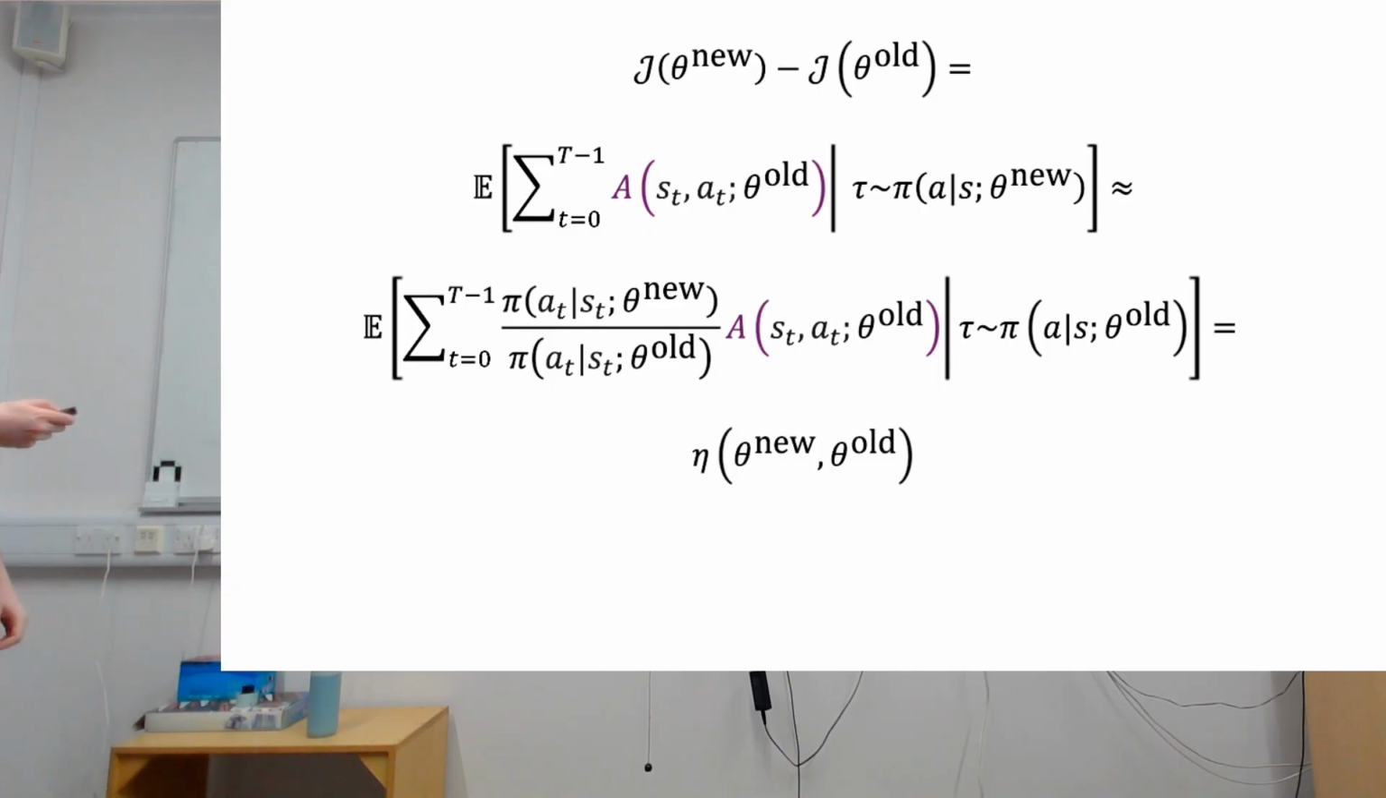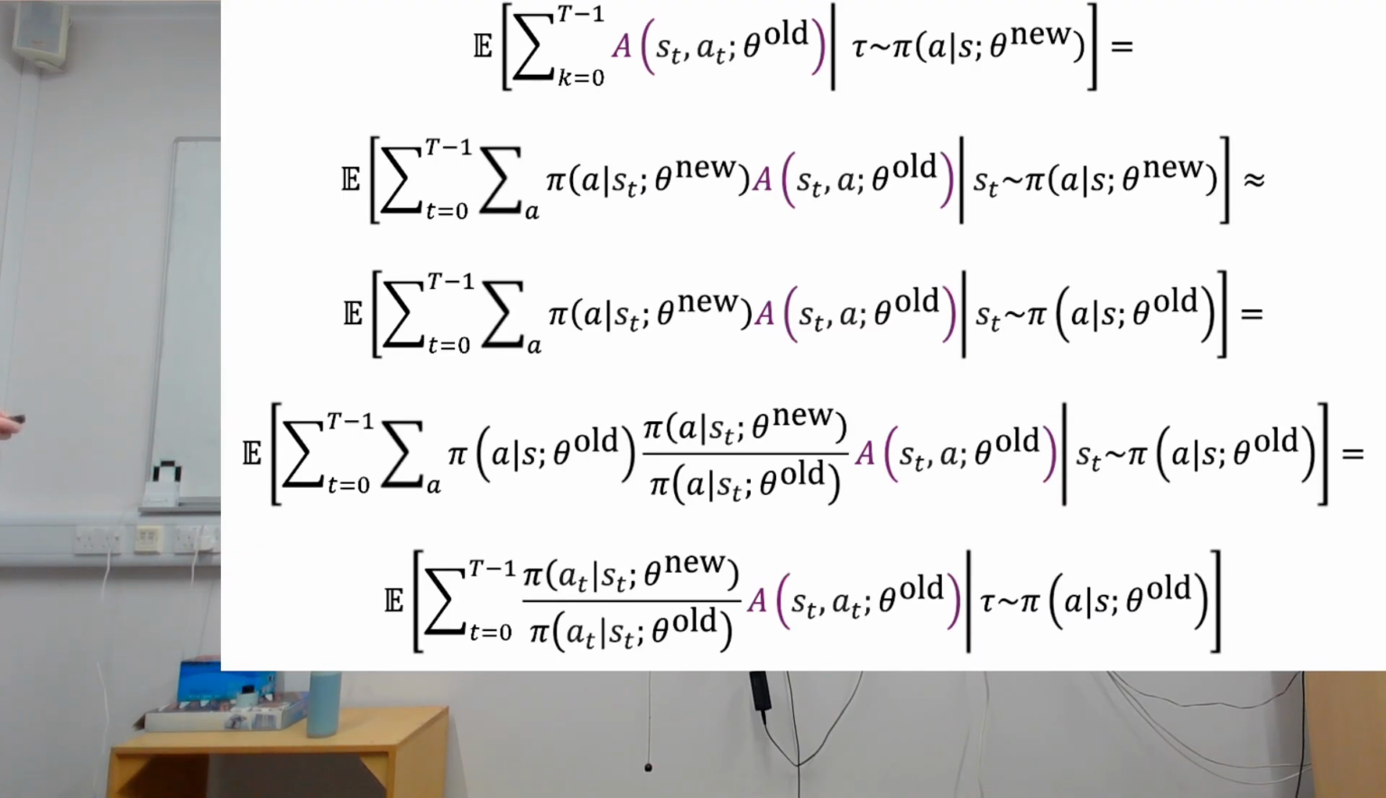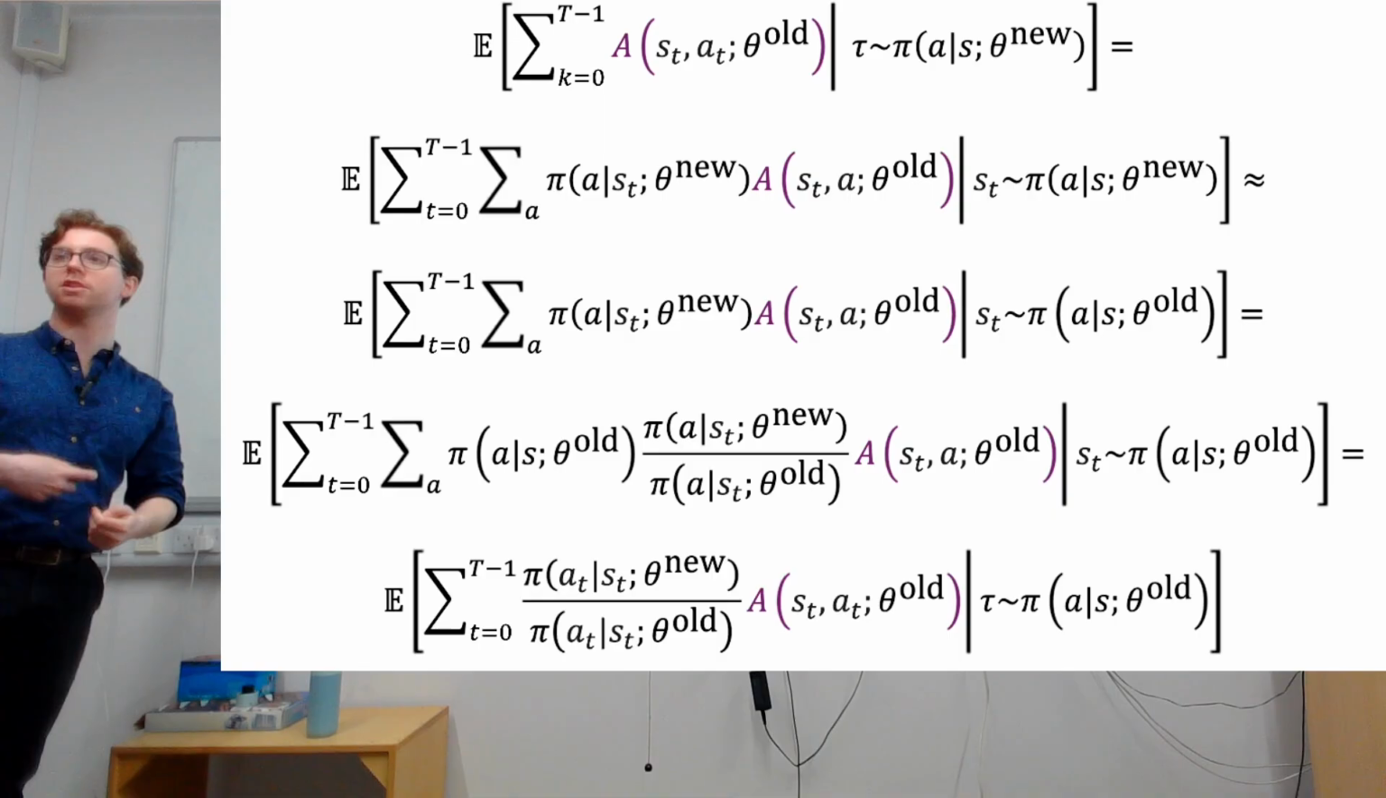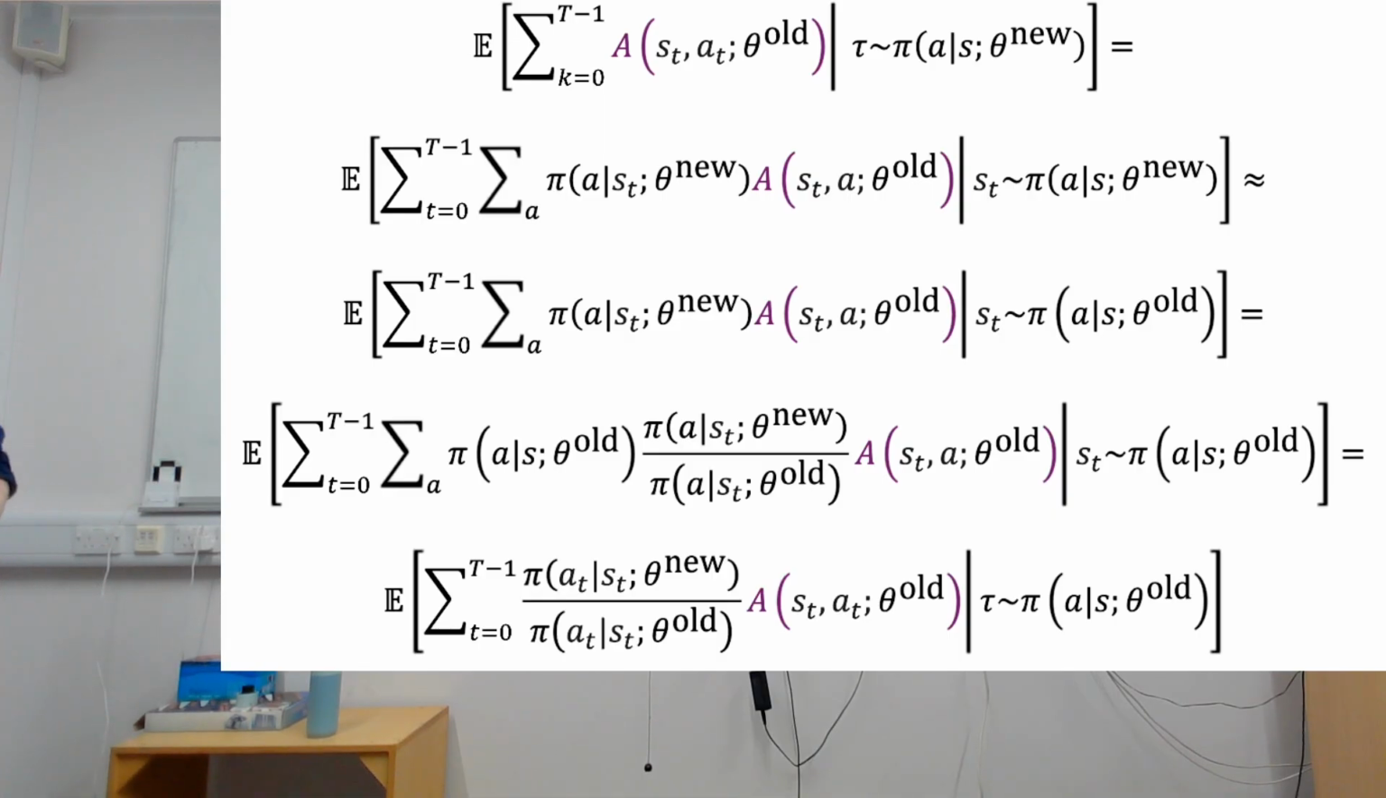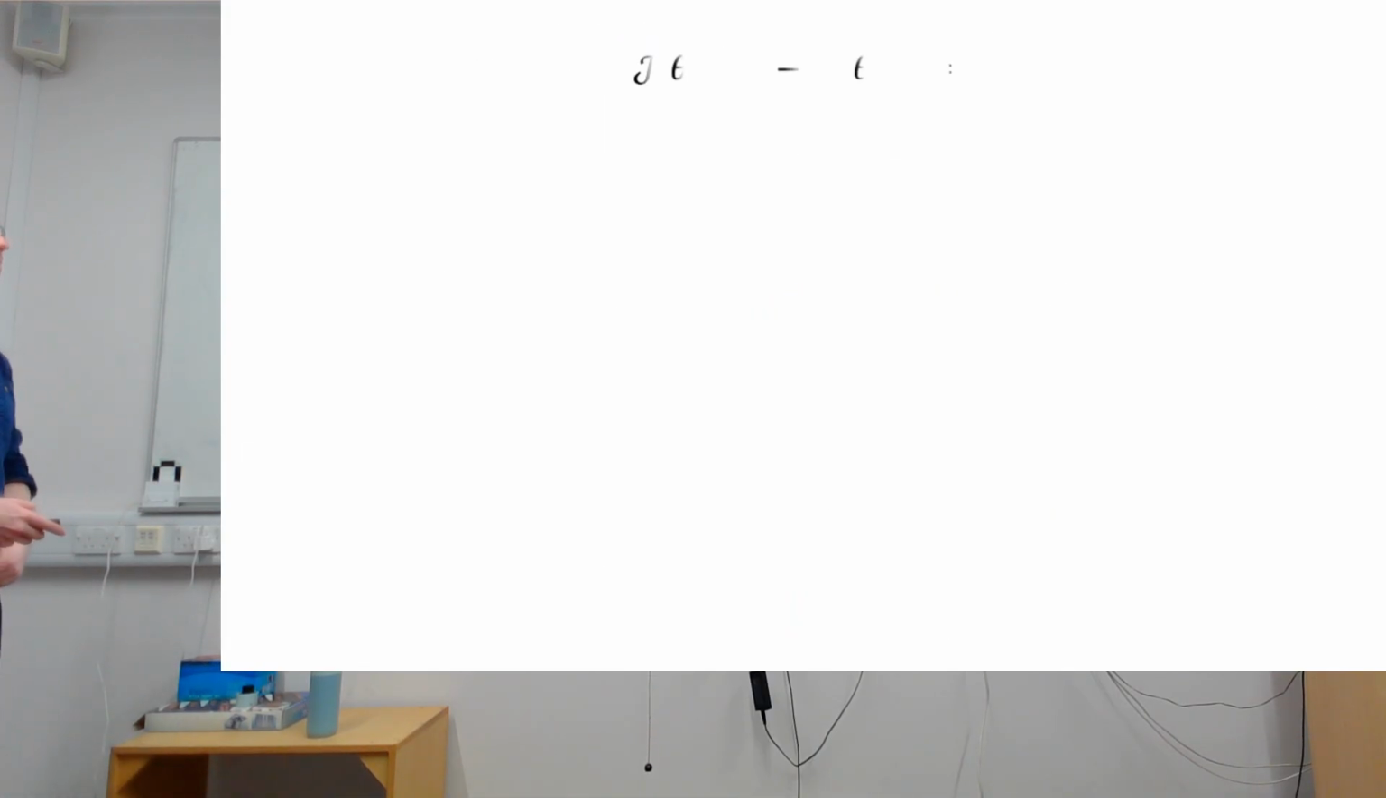No, it is an approximation. The approximation comes in when I go from this step to this step, and it comes from the fact that I'm moving the distribution over states. I'm approximating the distribution over states from my new policy with the distribution over states from my old policy. So that's where it's an approximation.